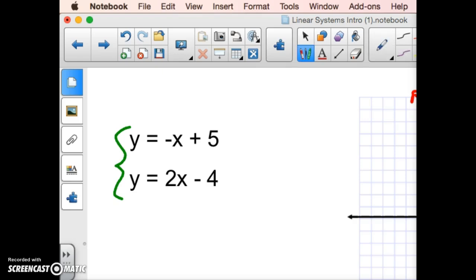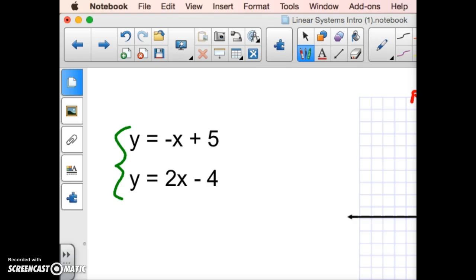All right, so as far as classification goes, this would be a consistent and independent case. The two lines are crossing in one point right here. If my lines were a little neater, we would be able to tell where it is exactly. The coordinates for this point should be at 3 and 2.